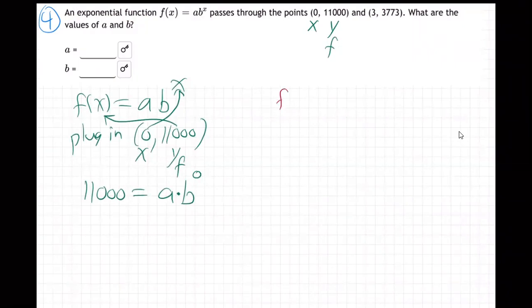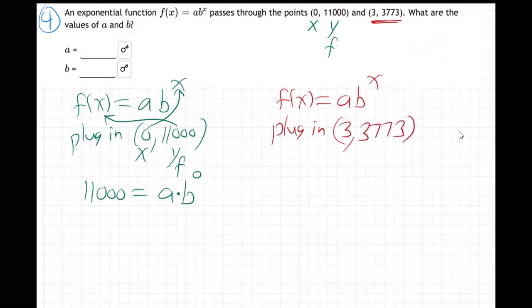And then we'll do it again right over here. We'll say again f of x equals a b to the x, and this time plug in the other point, (3, 3,773). And again, this is the x, this is the y, or the f. So this goes there, and this goes there. So we get 3,773 equals a times b to the 3. Is that good so far?